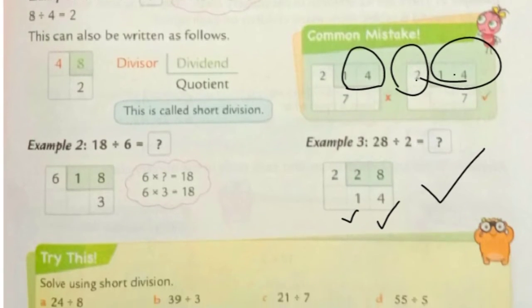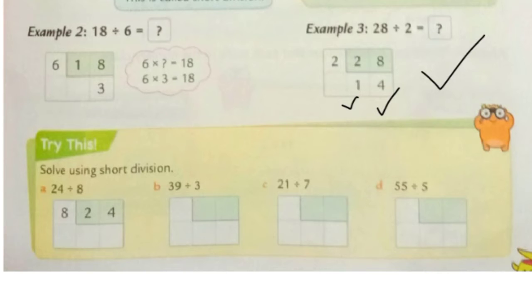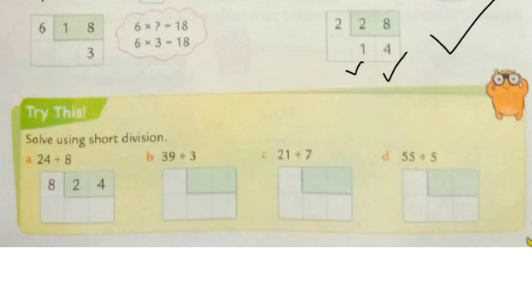Let's see, some more questions are given here. Let's practice this. Okay, 24 divided by 8. How many times will 24 come in the table of 8? Yes, 3 times. So we will simply write here 3. 8 3s are 24. Done. Now let's see our next one.